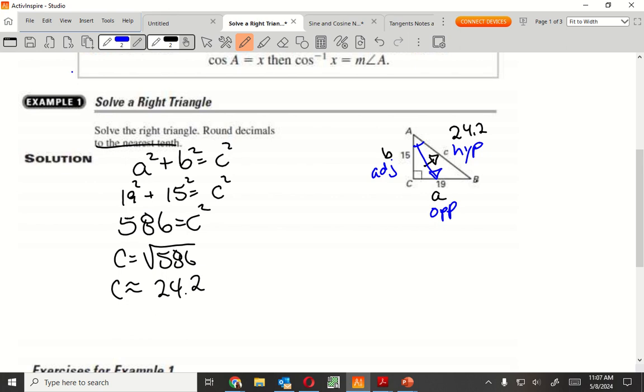So you might have to flip back a couple pages to find your notes for this. It's in the notes, it's in the box. Tangent is opposite over adjacent. So it's tangent of A, because that's what I'm looking for. I need to find that, is opposite over adjacent. So that's 19 over 15. Tangent of A is equal to 19 over 15.